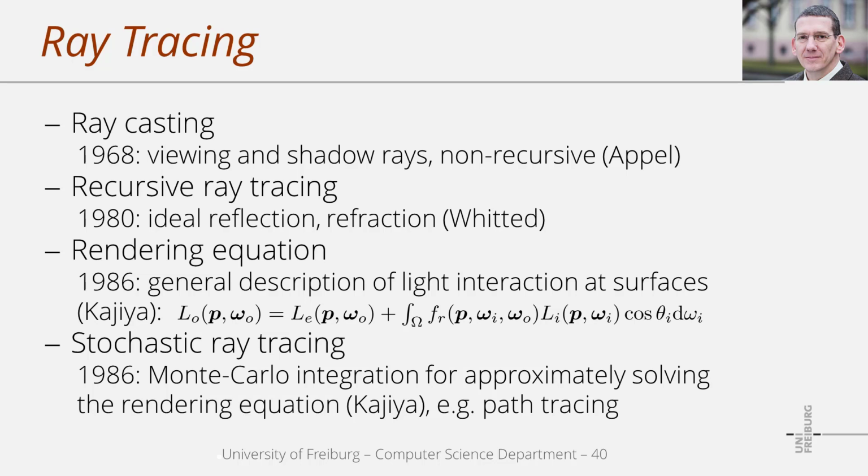Now here I'd like to discuss a few important steps in the development of ray tracing. This development also started in the 60s, parallel to the development of the rasterization concept. One of the first variants had been referred to as ray casting. Here viewing rays and also shadow rays had been used. Viewing rays resolve the visibility problem, and shadow rays allowed to distinguish shadowed from illuminated surfaces.